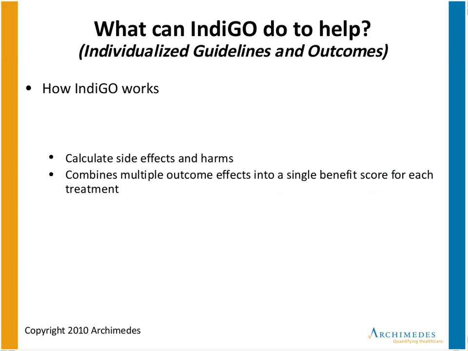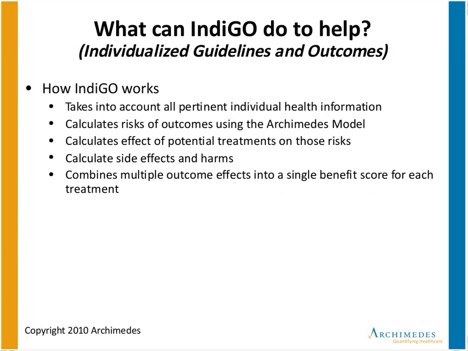So how is it that we can help? Well, in designing Indigo, we've designed an analytic tool that takes into account a wider array of information in determining who you should target for treatment. We take into account a wider variety of personal health information that's largely available in today's electronic health records. We then calculate the risk of a variety of different health outcomes, and I'll show you those in a few minutes, using the Archimedes model and the derivative equations that we've put into the Indigo tool so that it runs instantaneously. We then calculate the effect of potential treatments on those risks, and that's really one of the most important things that I'd like to get across.